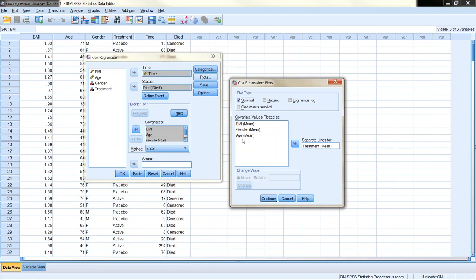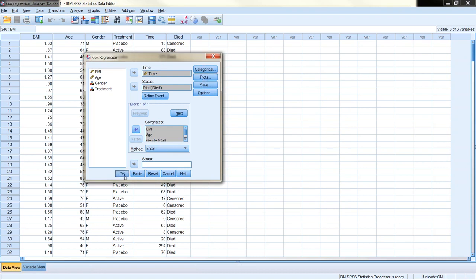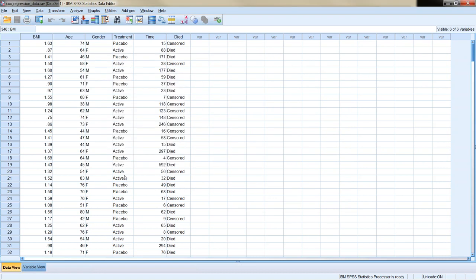And what I did was I moved treatment over here because I want separate lines for my treatment. I want to see the active versus the placebo, so I put it over here. Then I'm just going to click continue, and click OK, and it's easy peasy. Isn't that nice? So we let it run, and then we get some output.